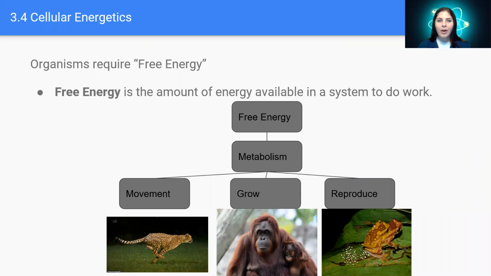And living systems need to continually acquire and transform energy in order to remain living. So organisms require free energy, and free energy is the amount of energy available in a system to be able to do work. So if we look at free energy, it goes into metabolism. And in metabolism, organisms have to be able to utilize energy in order to move, in order to grow, and in order to reproduce.